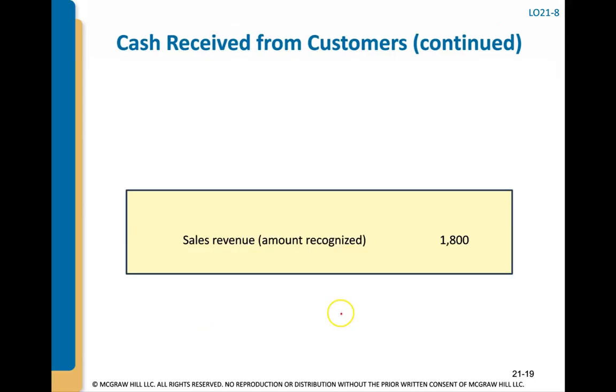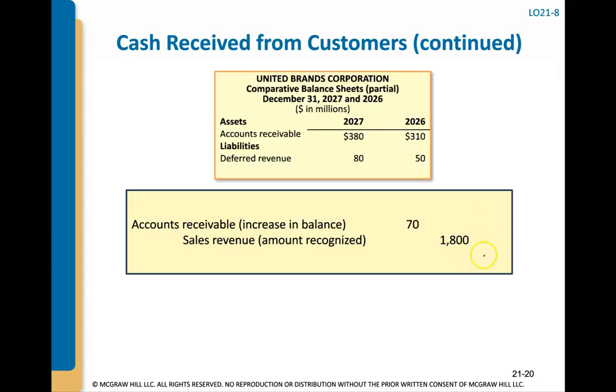Here's another way to calculate the cash received from customers. And this is personally my favorite way. It's a journal entry format, because I think it's easier than having to memorize anything. So we're told in the problem that based on our income statement, our revenue was $1,800. So how would we record that in a journal entry? We would credit sales revenue for $1,800.